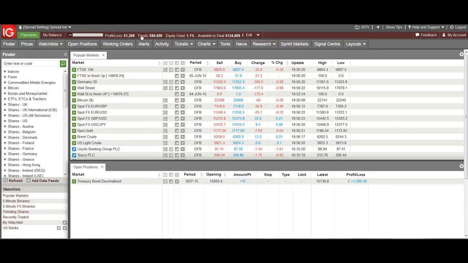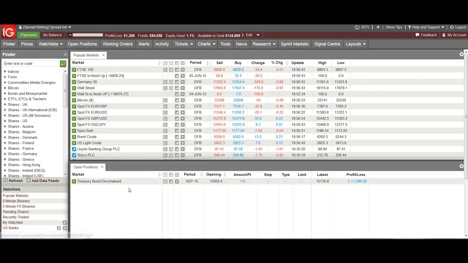You can customize a lot of these parts. This is a fairly standard layout as it comes. Now, at the top is how much money I've actually got in the account, 84,000. Available to deal, I have credit. I can normally deal more than what I've actually got on the account. But if you're starting out, you'd have to put funds on account.